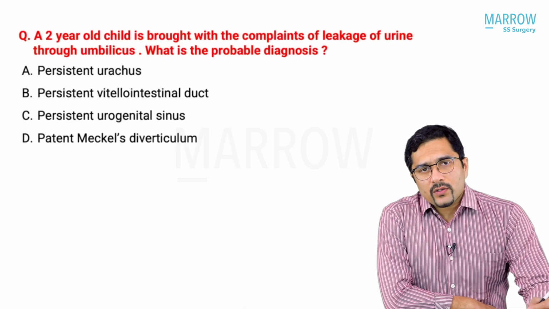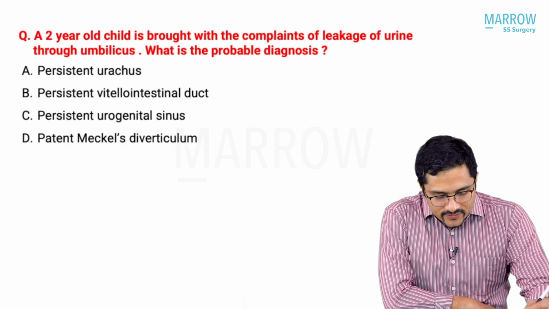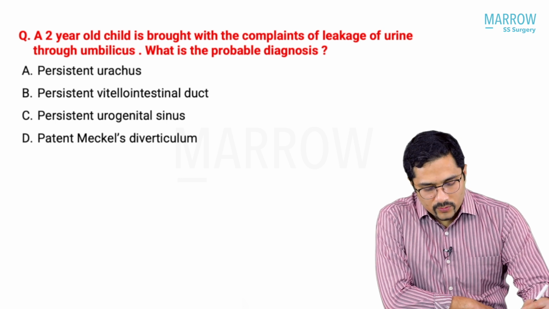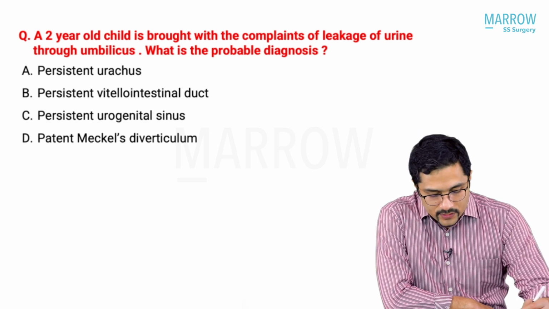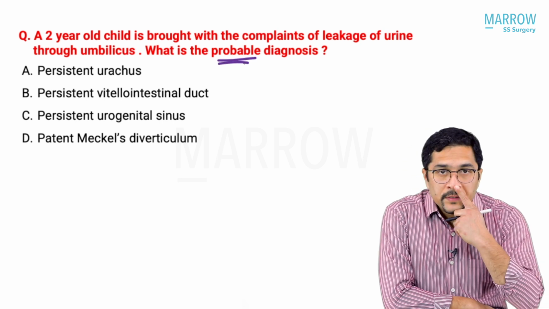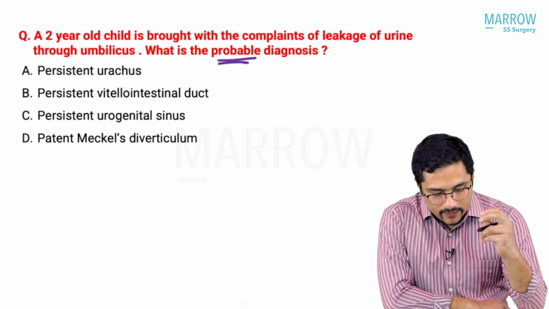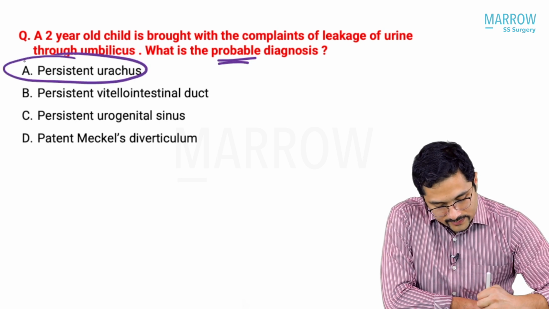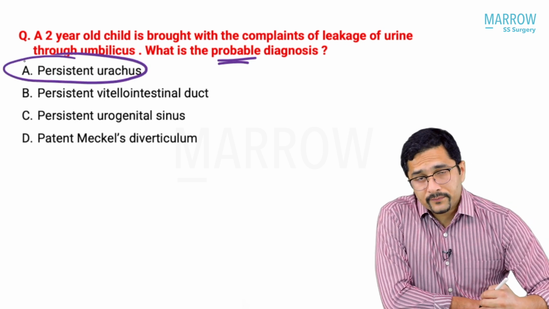So, the next question also from pediatric surgery was a relatively straightforward question. You have a 2-year-old child who is brought with complaints of leakage of urine through the umbilicus. What is the probable diagnosis? So, urine coming out through the umbilicus is a sign of a persistent urachus.